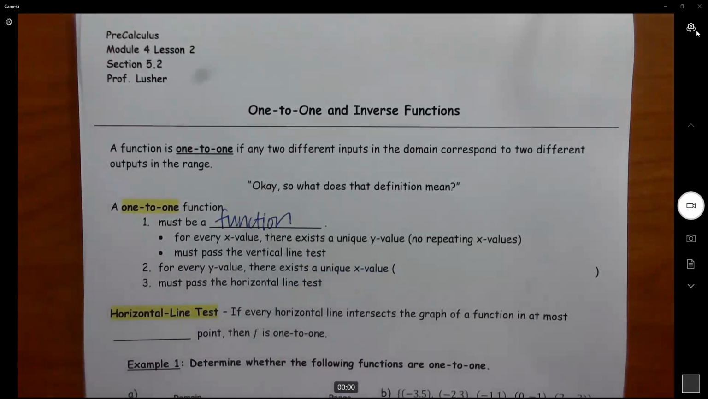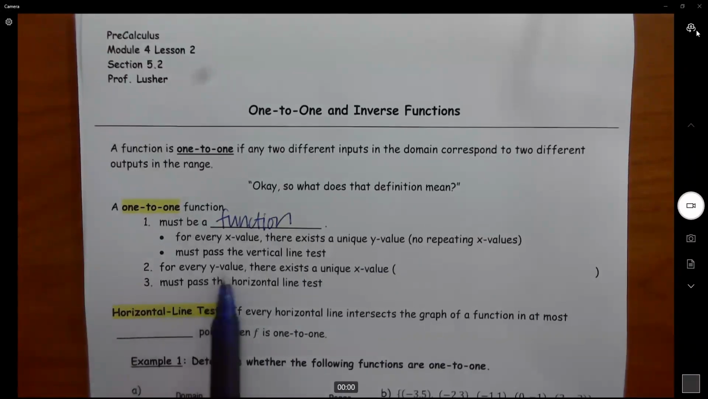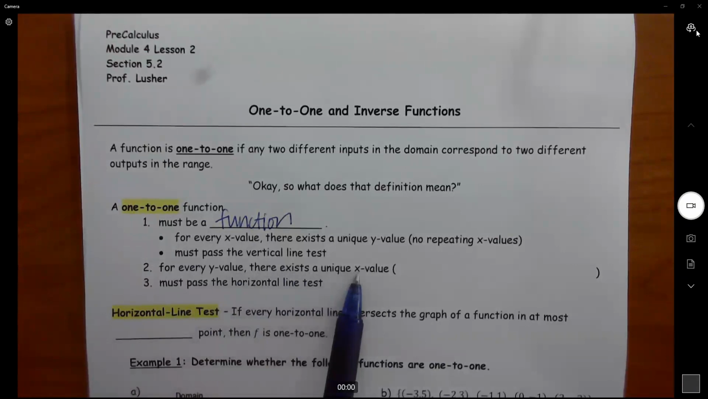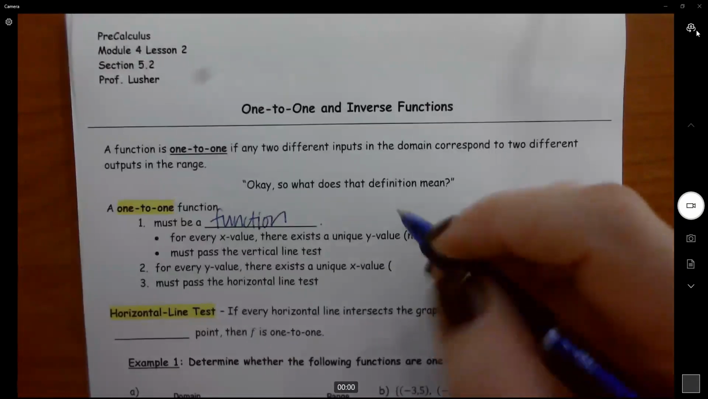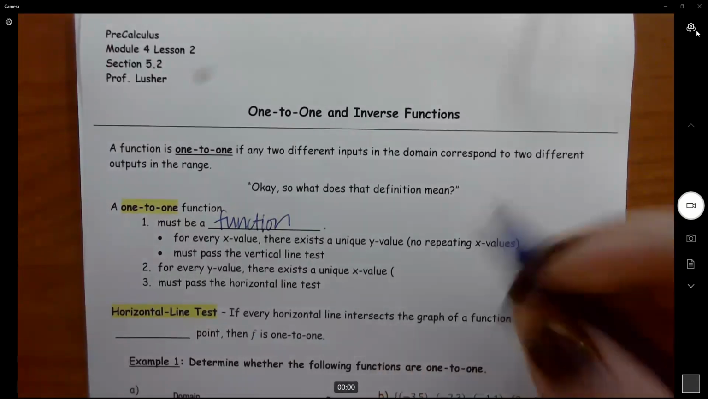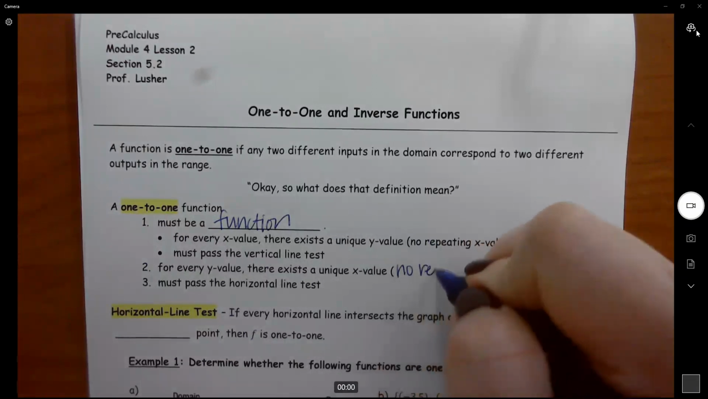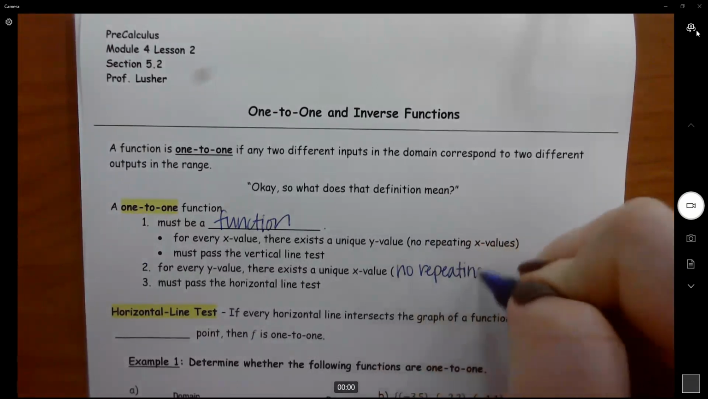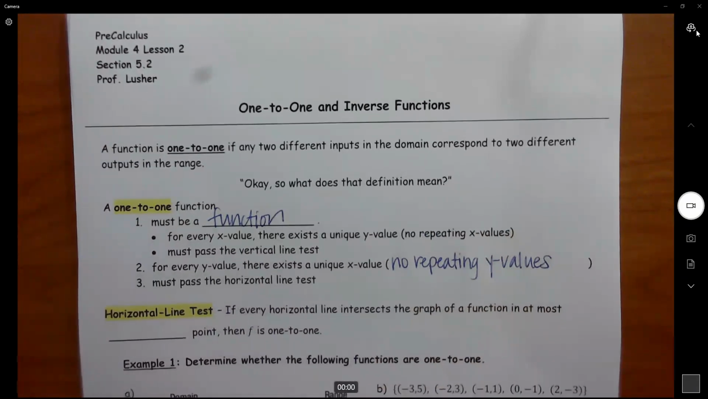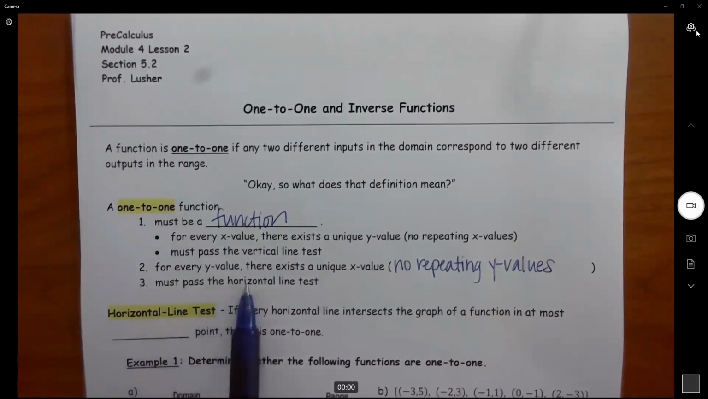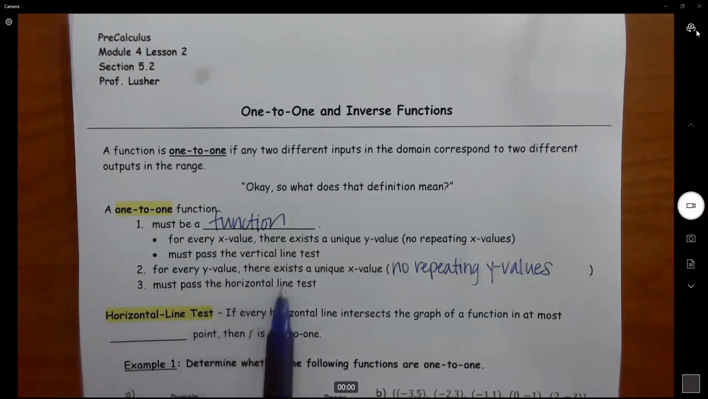So for it to be a one-to-one function, first of all, it has to be a function. No x can repeat. Then it also must, for every y value, have a unique x value. So now not only are my x values not repeating, but we have no repeating y values either. And when I look at that visually, it must also pass the horizontal line test.